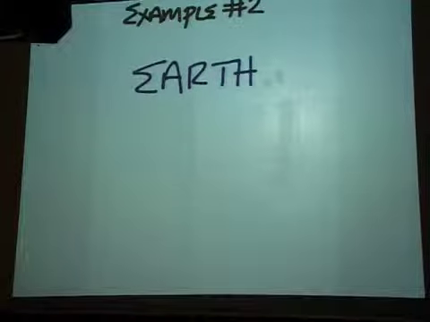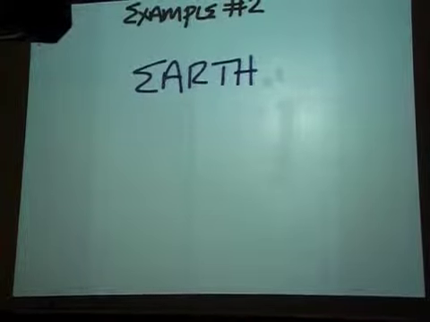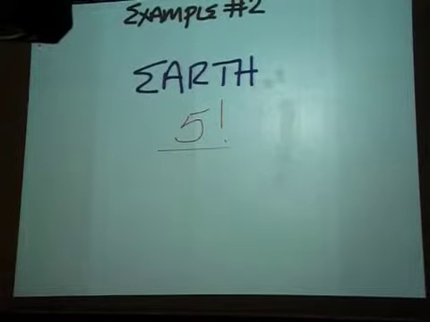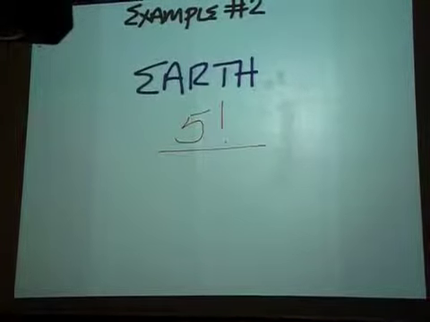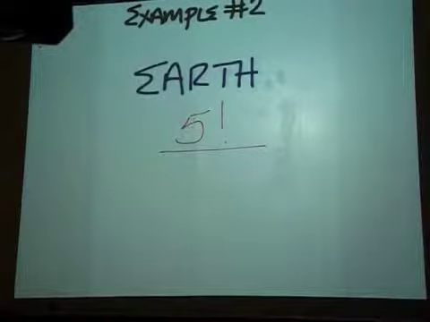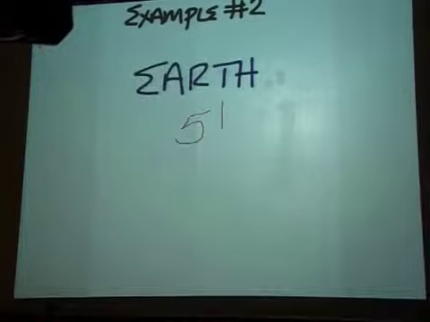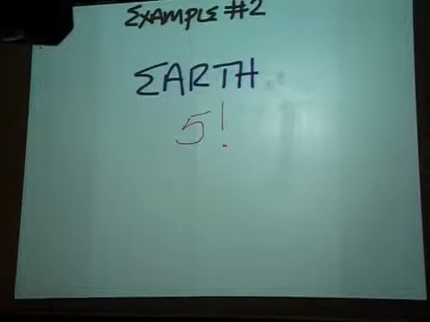The word earth has how many letters in it? 5. We have 5 letters, so we'll go 5 factorial. But how many repetitions do we have? None, so there's no need to divide by anything. We just need to find out what 5 factorial is, and that is what? 120, yes.